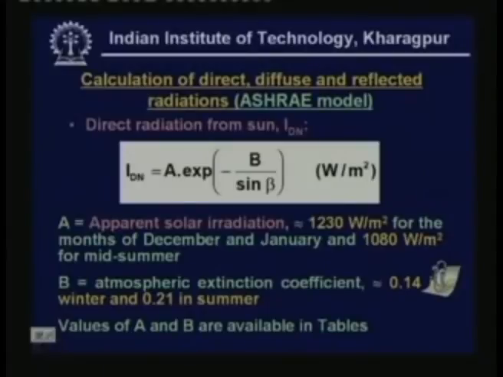ASHRAE gives the values of A and B for each month, and they calculated this for the 21st day of each month, and these values are tabulated and available in ASHRAE handbooks.